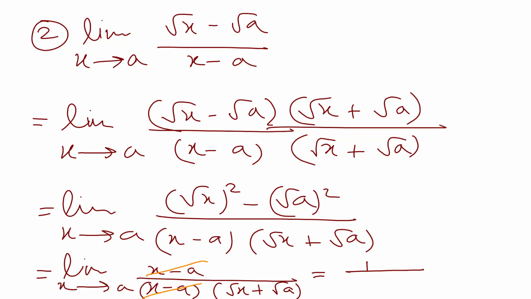Can we put the value of x as a? Yes. Now we can put the value of x as a. So this is root a plus root a. That is 1 upon 2 root a.